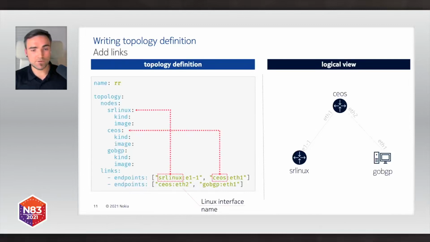Adding links is really simple. You just add a new links container to the topology file, and you specify the endpoints. So here, what we basically say is that I want to connect my srlinux node interface e1-1 to cEOS interface eth1, and that will create a veth pair between those 2 containers. And thus we achieve the clean data path. We create the veth pairs between the containers, and we use this simple string representation of the endpoints to make that happen.